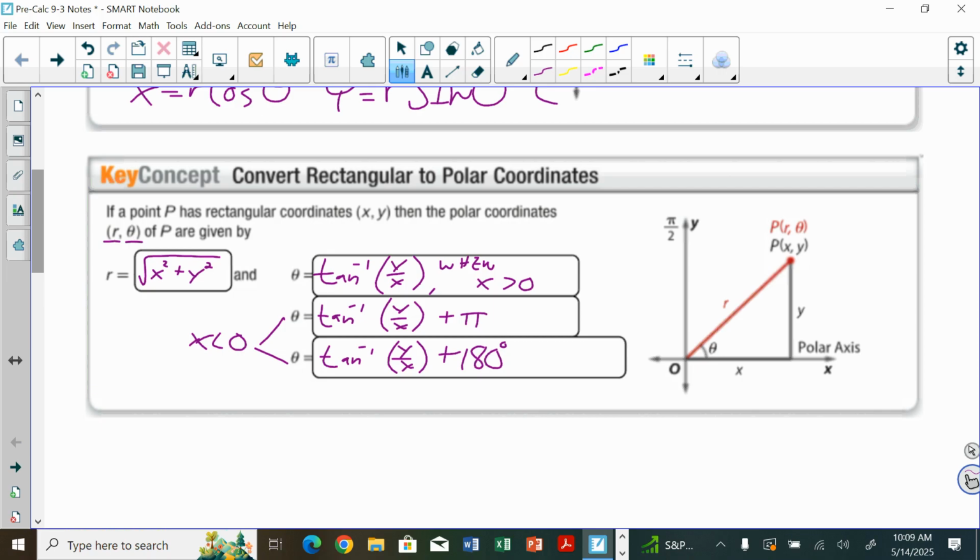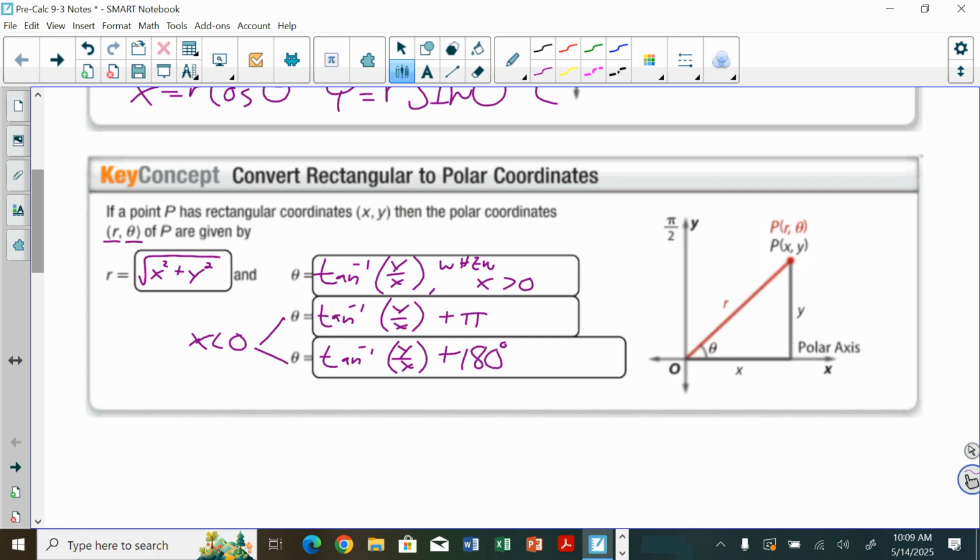You just got to know: do I have to add pi to it? Do I have to add 180? Or am I good to go with whatever it has? The other thing is that they're going to ask you for 2 pairs. So sometimes you're going to have to subtract or add pi either way just to get your second pair. We'll talk about that when we get down to those examples.